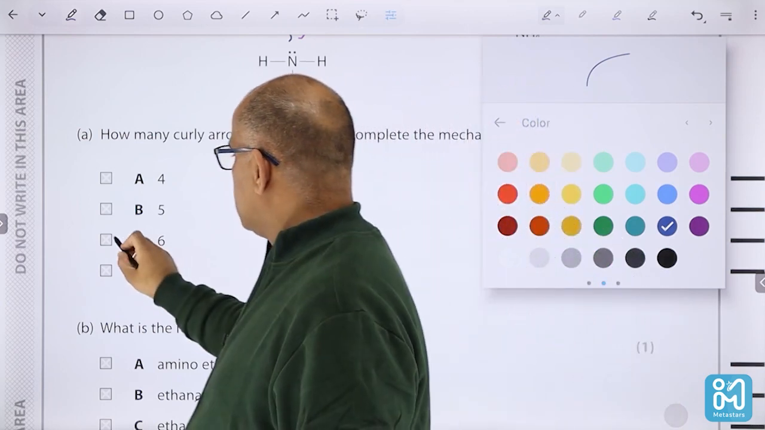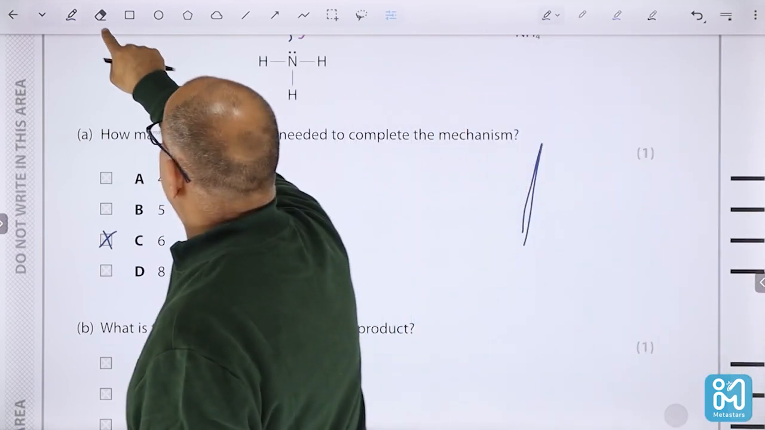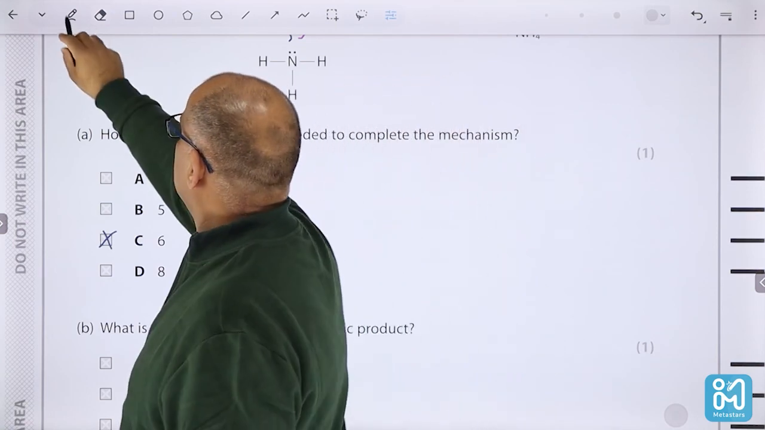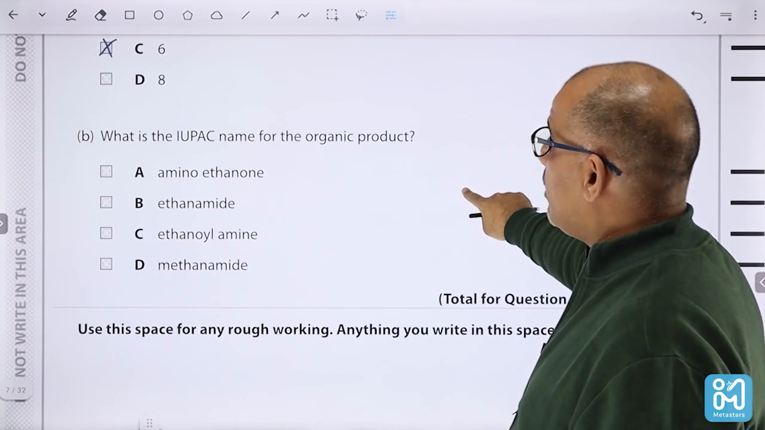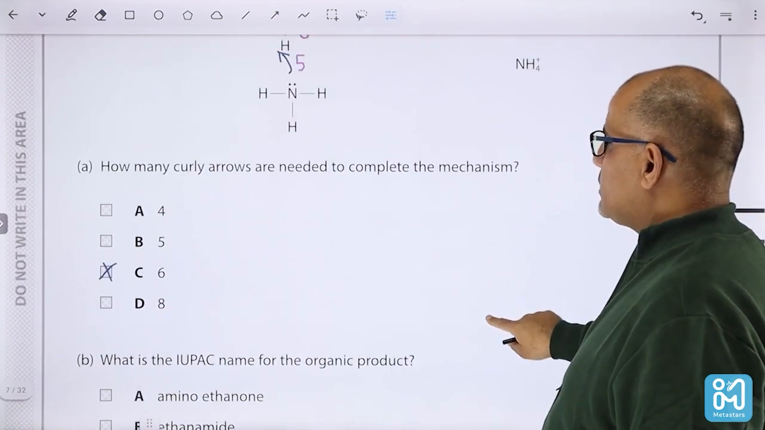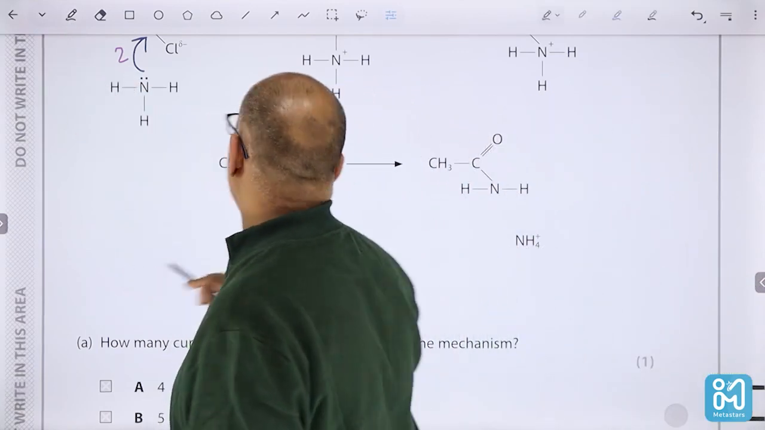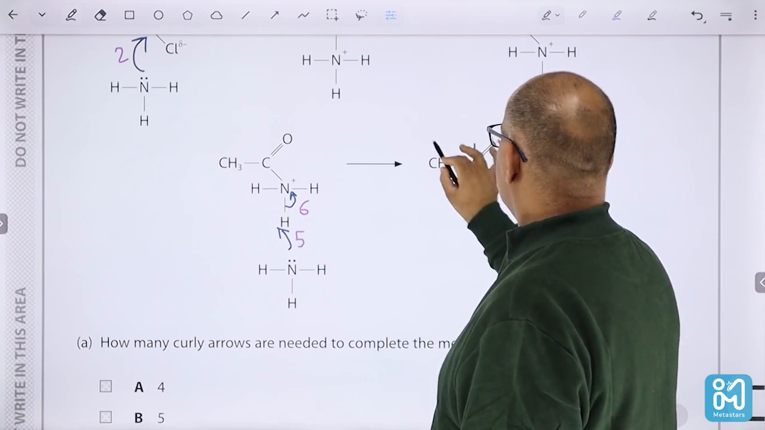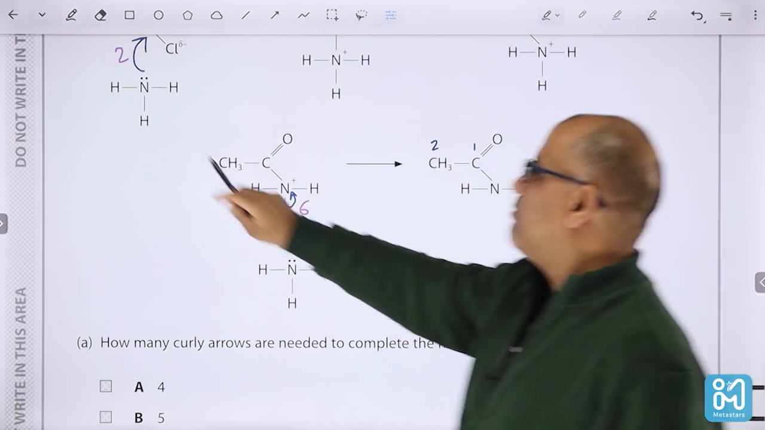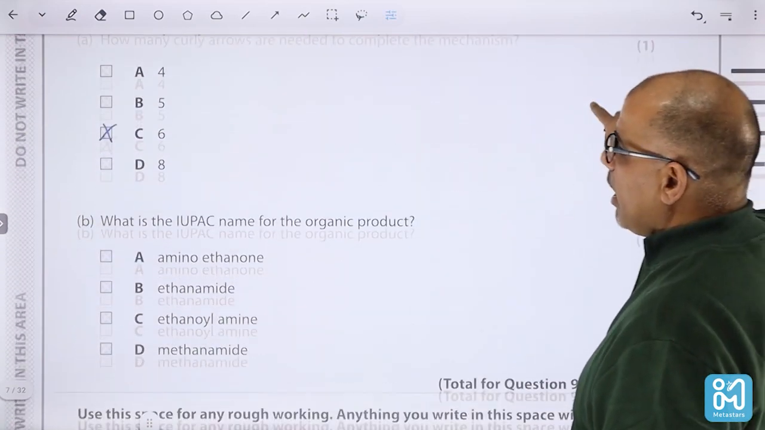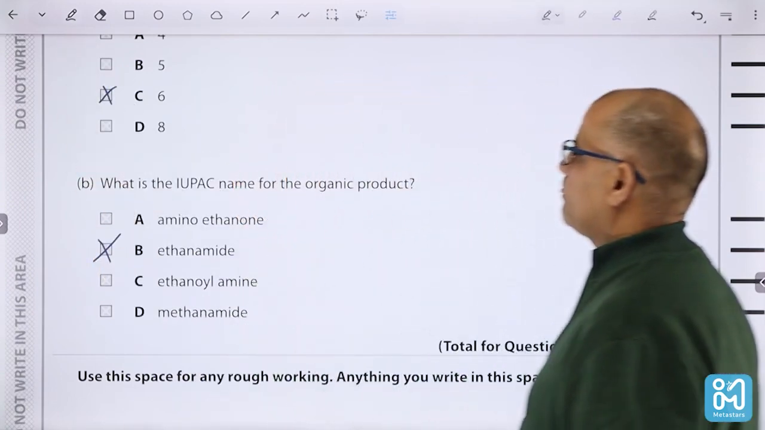Okay. Now, the next question: what is the IUPAC name for the organic product? Where is the organic product? We shall name this. As you can see, it's an amide. So here we have 1, 2, so it will be ethanamide. So the correct name for this structure is ethanamide, which is choice B.